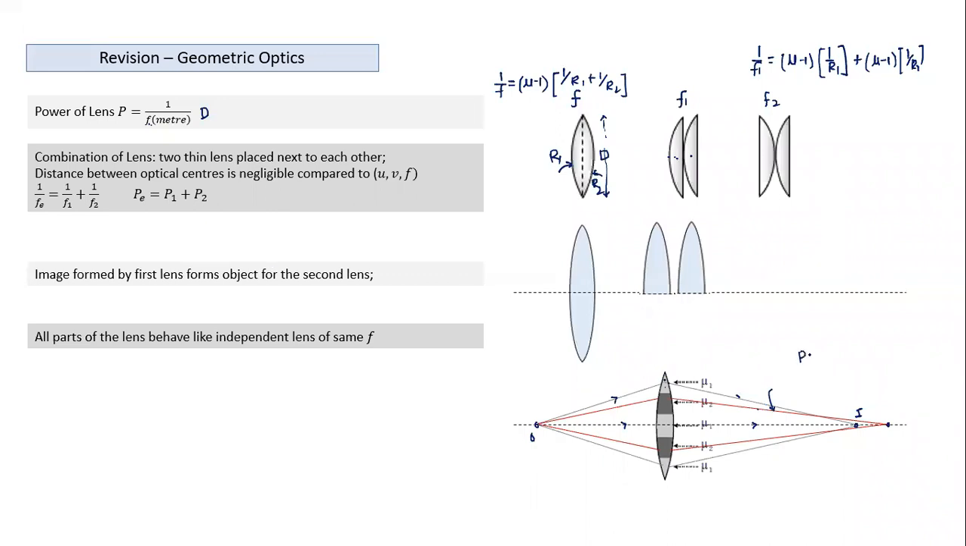Power depends on mu: power is something like (mu minus 1)(1 by R1 minus 1 by R2). So here, both of them have the same geometry. This part is not different. If power is less, it is only because of mu. So if a diagram is given like this, what can we conclude? We can conclude that mu2 is lesser than mu1.